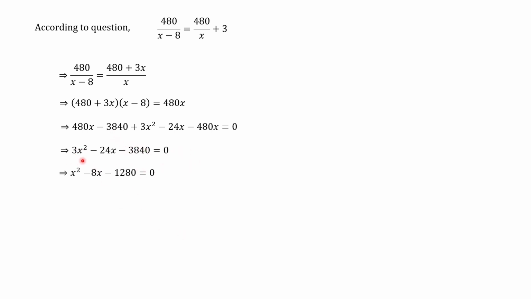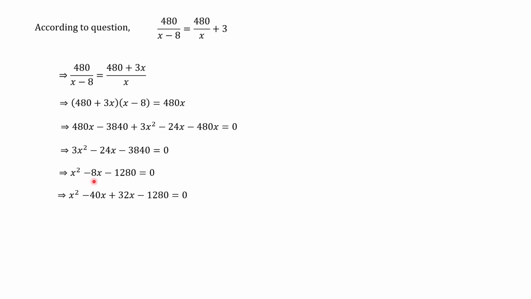Here, if you see clearly, the common term is 3. If I take 3 common, I will be left with only x squared, and minus 24x gives me minus 8x, and minus 3840 gives me minus 1280. So if you see clearly, this is a quadratic equation. To solve the quadratic equation, we will factorize it by using the split the middle term method.